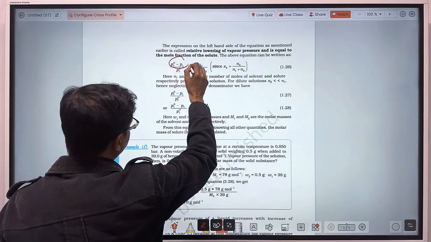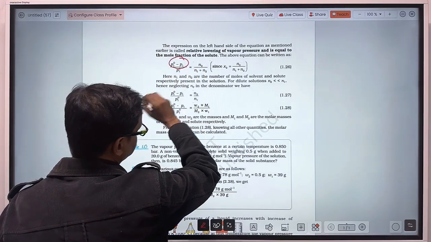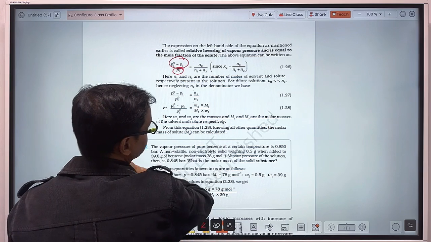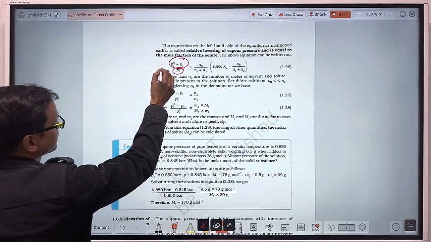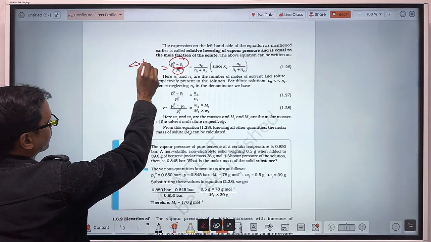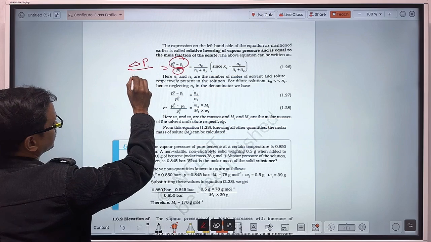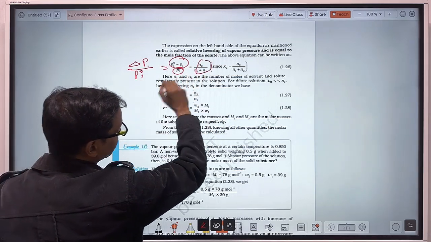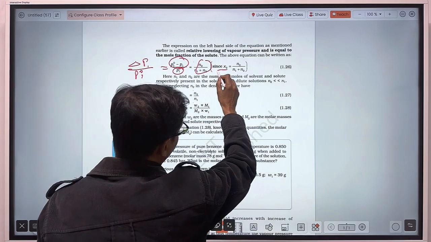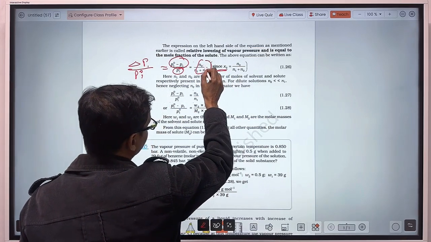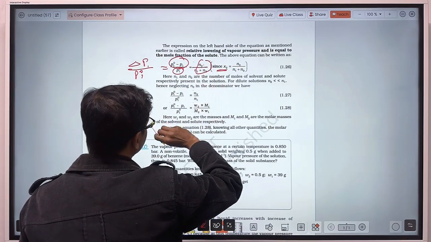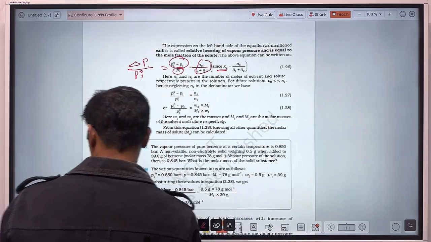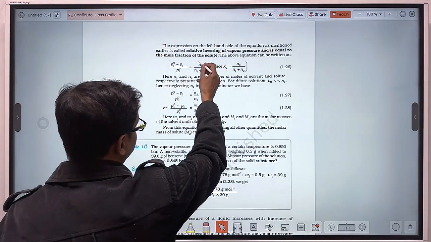The change in vapor pressure, P degree 1 minus P1, upon P degree 1, that is delta P1 upon P degree 1, is equal to the mole fraction. So the mole fraction of solute will be equal to the number of moles of solute upon the number of moles of solute plus the number of moles of solvent.